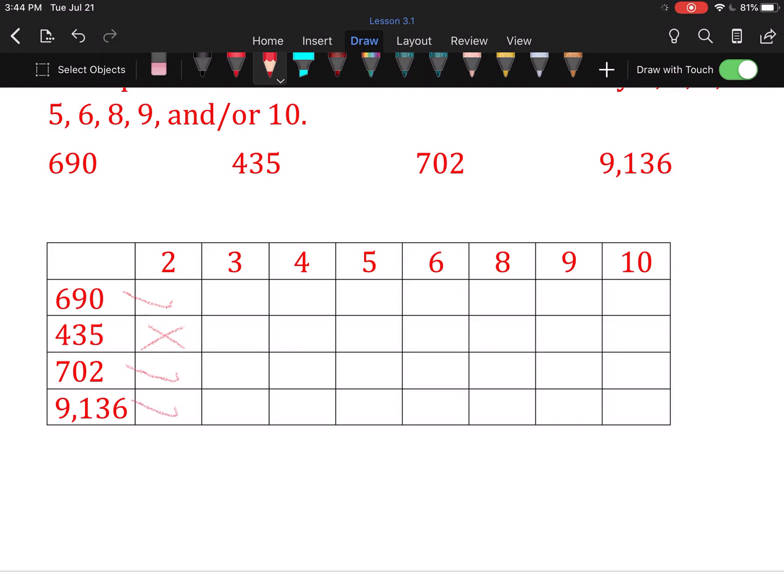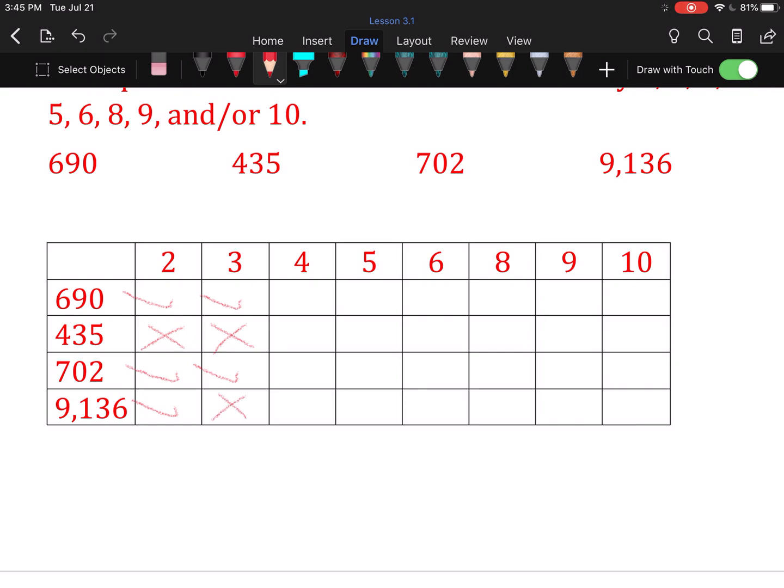The rule for 3 says that you need to add these all up, and can what you get divide by 3? So 690 is 6 plus 9 plus 0. That's 15. Does 15 divide by 3? Yes, it does. 4 plus 3 is 7, plus 5 is 12. Does 12 divide by 3? Yes, it does. 7 plus 0 plus 2 is 9. Does 9 divide by 3? It does. And 9 plus 1 is 10, plus 3 is 13, plus 6 is 19. Does 19 divide by 3? It does not.